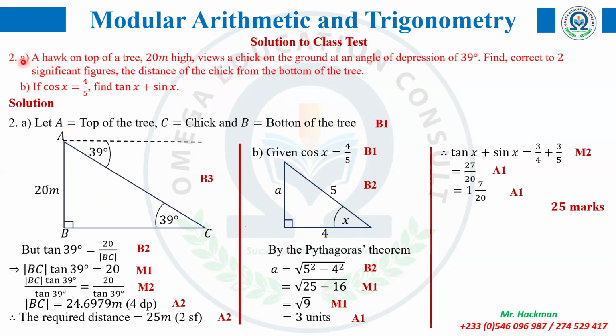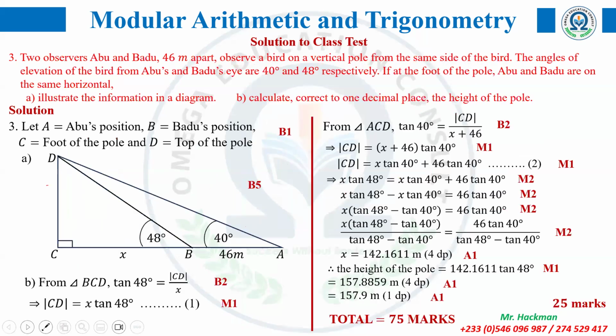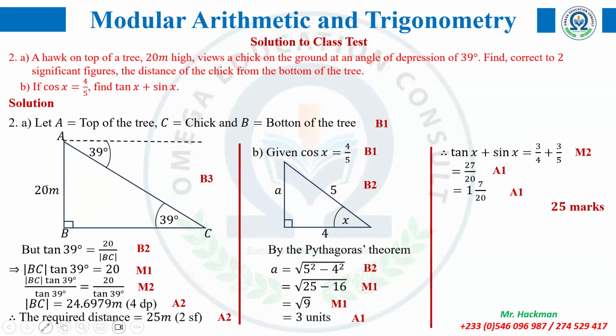So we have question 2A: a hawk on top of a tree, 20 meters high, so that's the height of the tree, views a chick on the ground at an angle of depression of 39 degrees. Find, correct to 2 significant figures, the distance of the chick from the bottom of the tree. As you read, you have to make it a point to underline the salient part. So we underline the required approximation, 2 significant figures. Remember, we are protecting our marks.